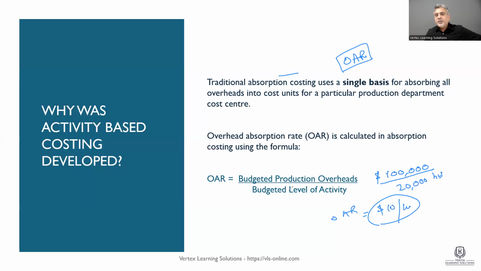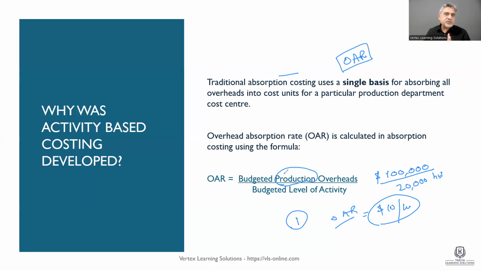So two things were there. Number one, you added all the production overheads, the fixed production overheads, together. So it gave you one single OAR. And number two, you were only talking about the production overheads.